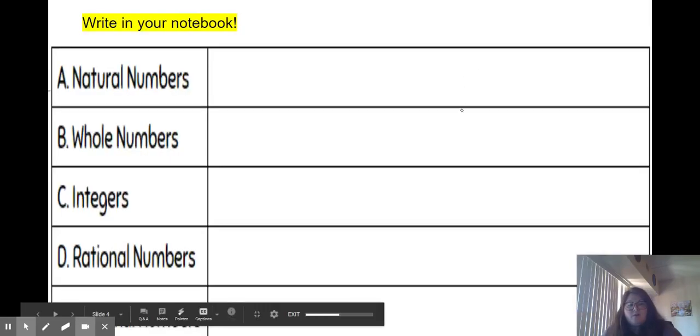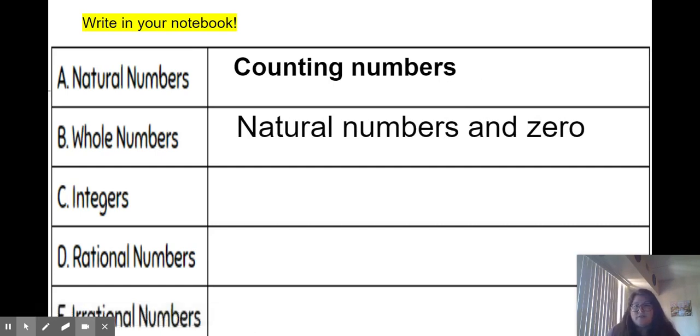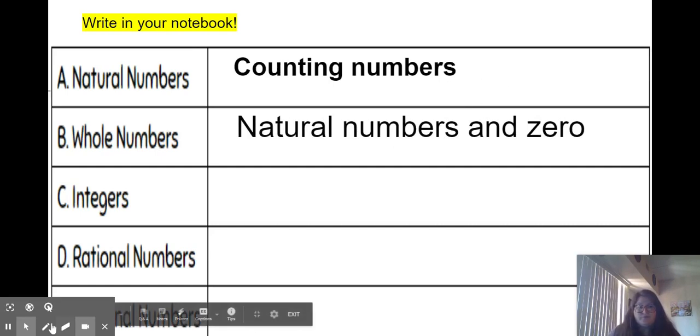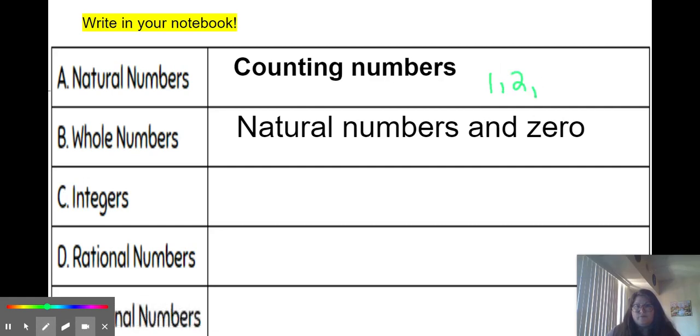The second one will be whole numbers, which are the natural numbers. So that basically means that any number that was a counting number, such as 1, 2, 3, 4, and so on, are also going to be considered our whole numbers.